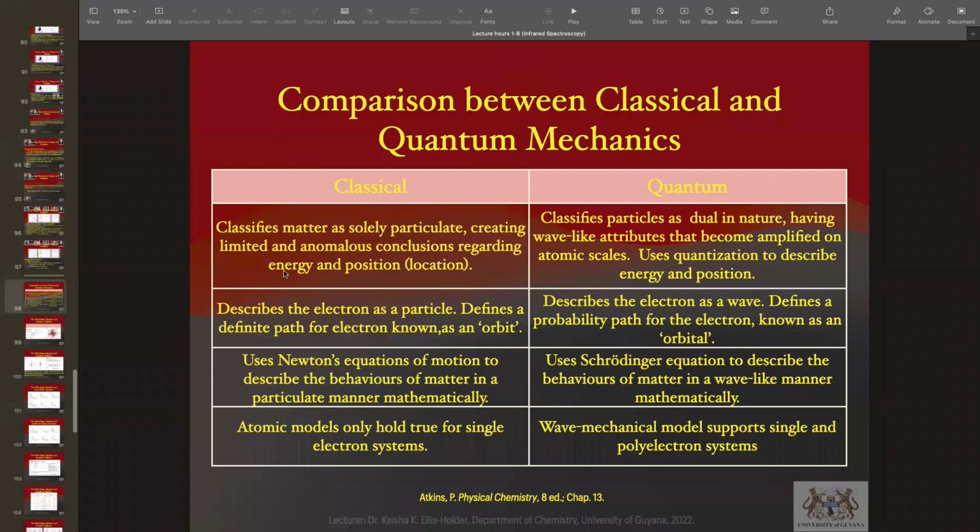So we're saying here that in classical mechanics, one of the main assumptions is that it classifies matter as solely particulate, right? Discrete physical entities that have specific types of parameters that govern them. There are some that you can actually identify right off the bat, visible to the naked eye.